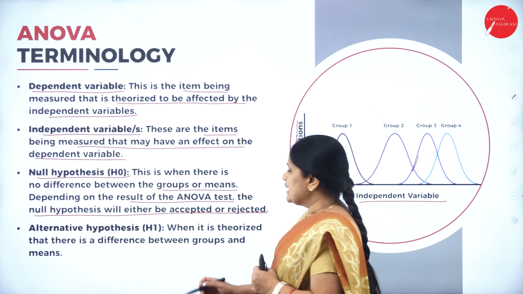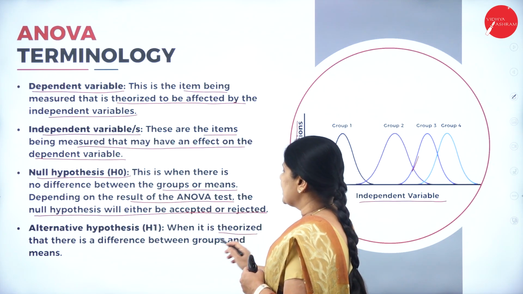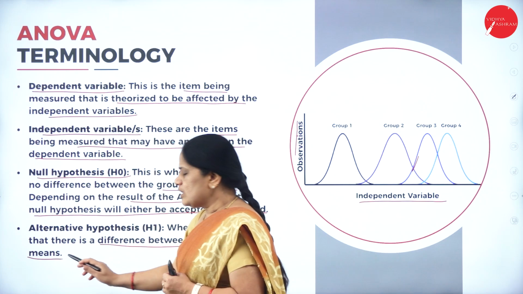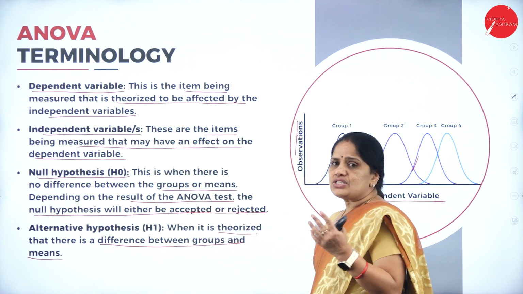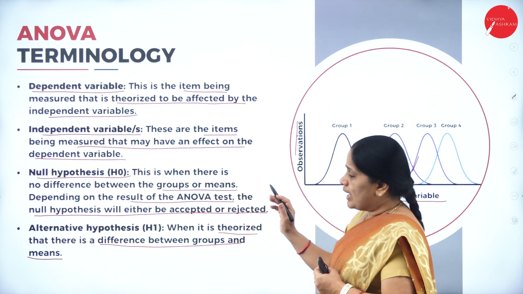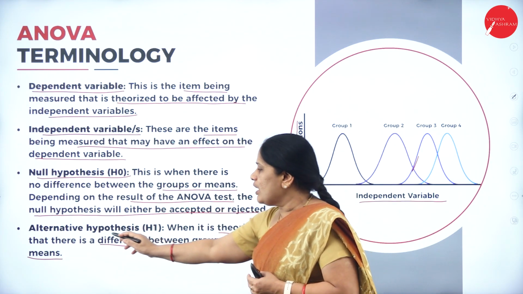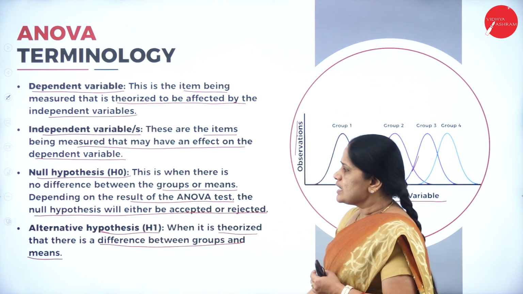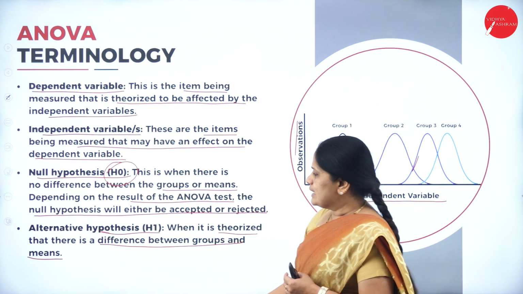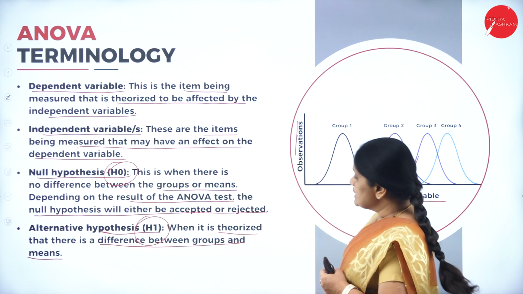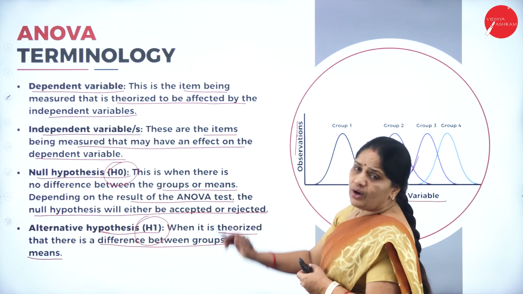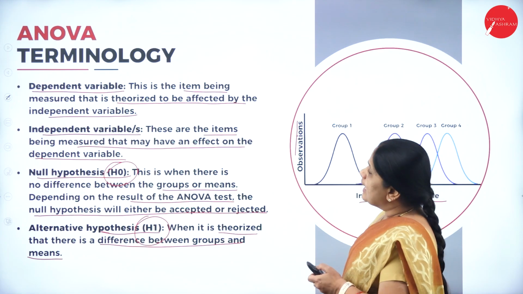The alternative hypothesis is when it is theorized that there is a difference between groups and means. When the F statistic is larger, we say that the null hypothesis is disproved, and then there is a need for the alternative hypothesis. The symbol for the null hypothesis is H0, whereas the alternative hypothesis is H1. These are the various terminologies used in ANOVA.